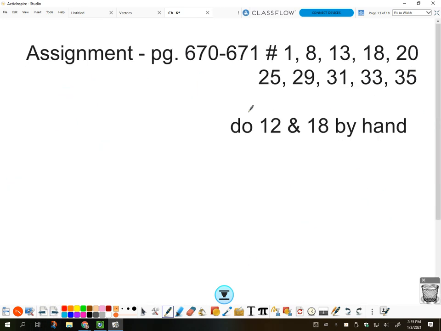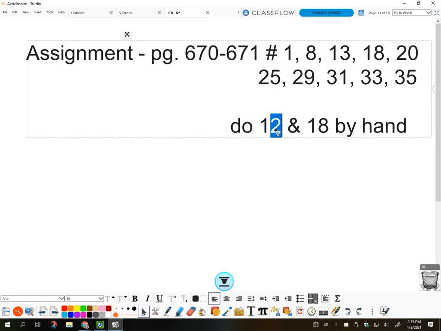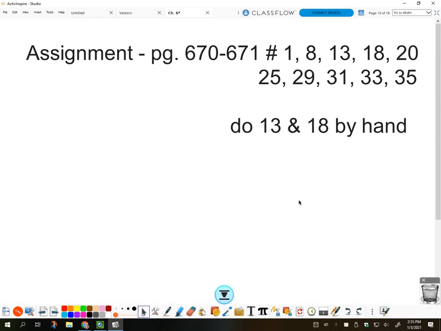Yes. All right, make sure you pay attention. I don't want you to do 12 and 18 by hand. That's just finding the inverse of a 2 by 2. Remember that you do not have to, I guess I should say 13 and 18. Remember that you do not have to do the verifying parts on 13, 18, 20, and 25. I think those are the right numbers. All right, if you have questions, please let me know.